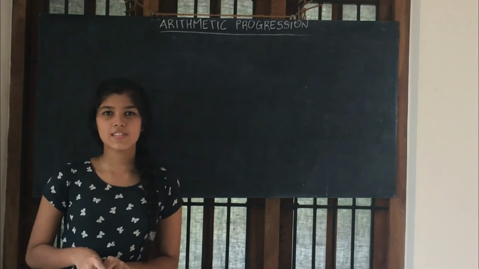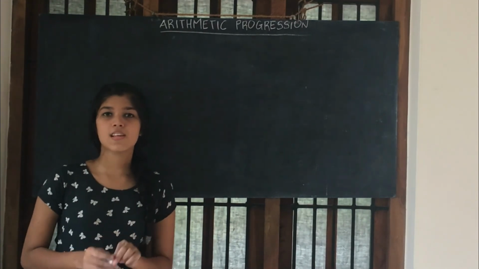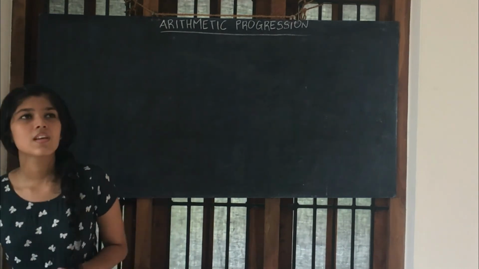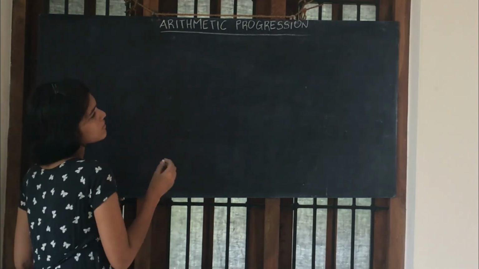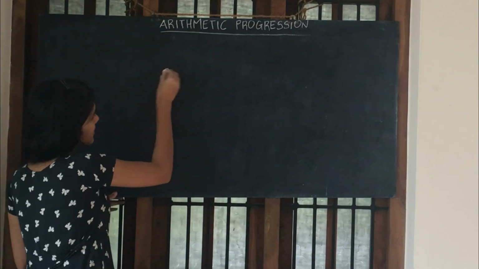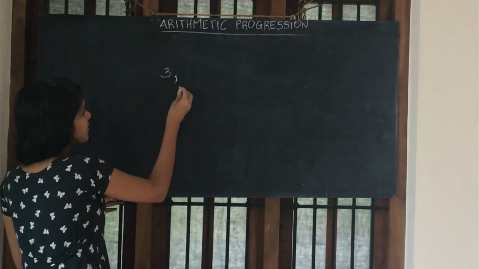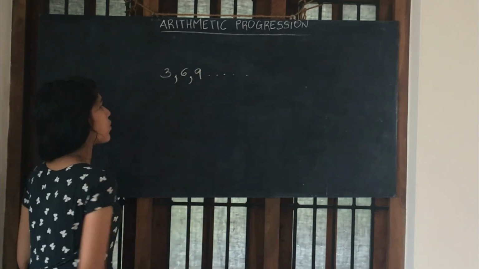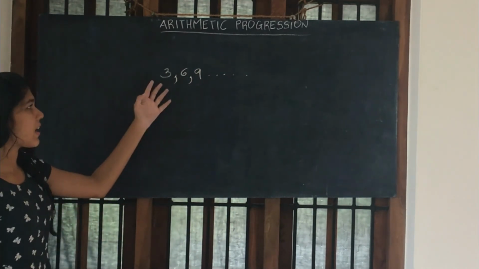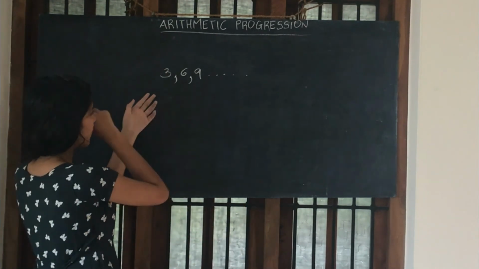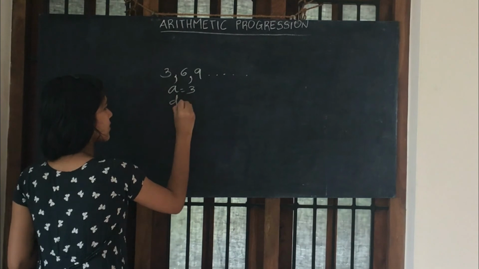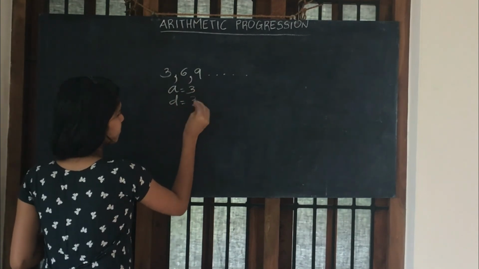Now let's do a question. The question is, find the sum of first 20 positive numbers which are divisible by 3. The first positive number which is divisible by 3 is obviously 3, then it's 6, then it's 9, and so on. So here we have an AP with first term a equal to 3 and common difference 3.